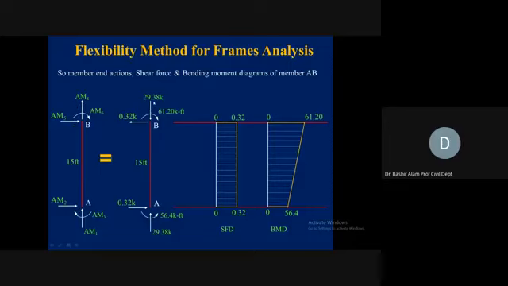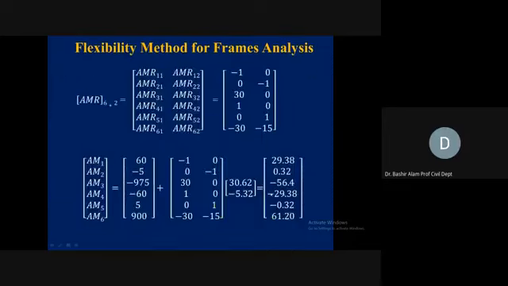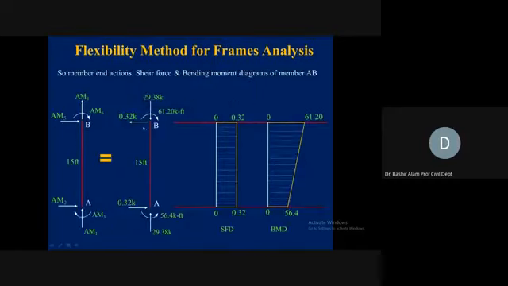Let's verify this. AM4 is negative, so that is why we reverse the direction. Even AM5, we reverse this direction also. It was rightward, so we made this leftward. And AM6 is positive, so we put it in the same clockwise direction.